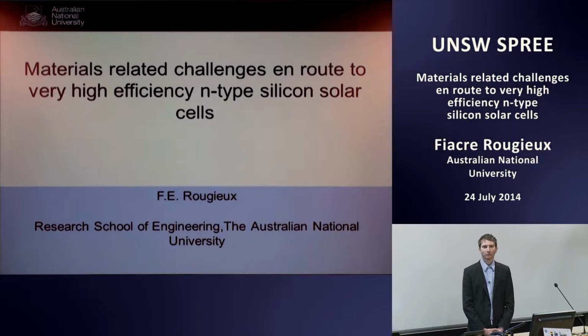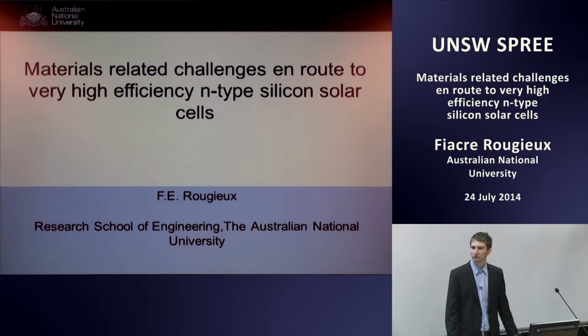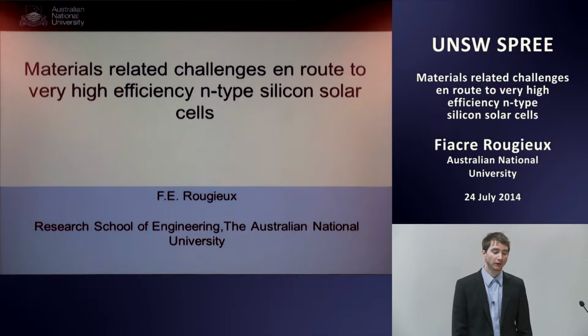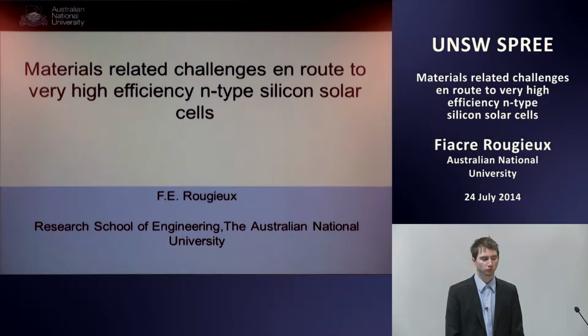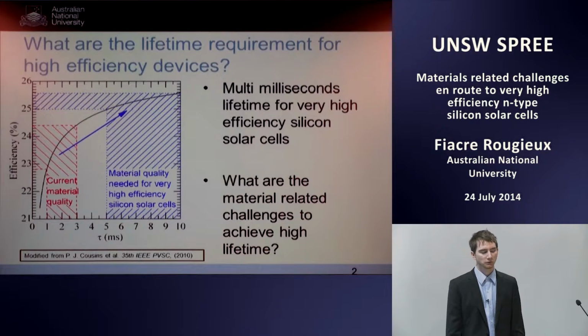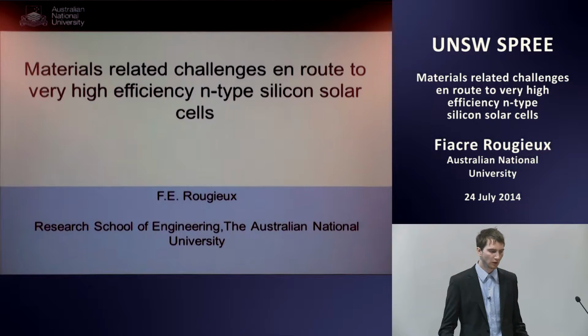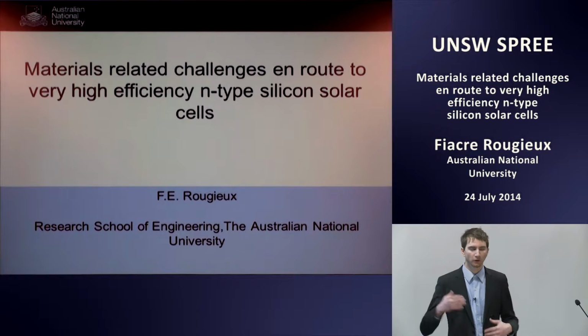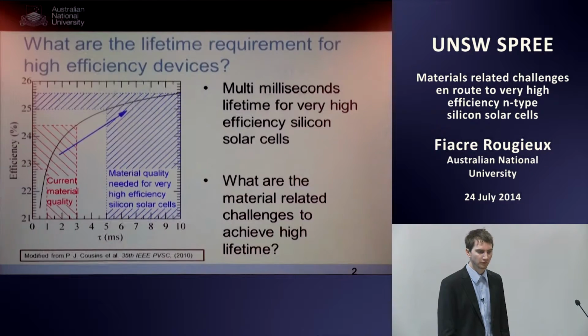Thanks, Steve, and thanks for having me here. It's a pleasure to come and have a chat about N-type silicon and how we can go to very high efficiency N-type solar cells using N-type silicon. My talk today is just going to be about a few challenges that we encounter when we try to make high efficiency N-type solar cells. And just to show that N-type, yes, is more immune to impurities, but there's a lot we have to learn if we want to go beyond the 25% efficiency mark.